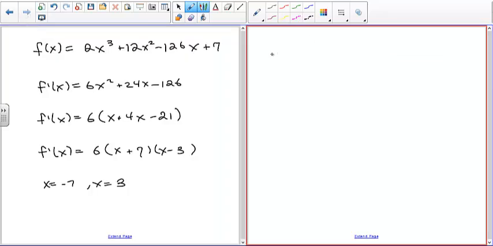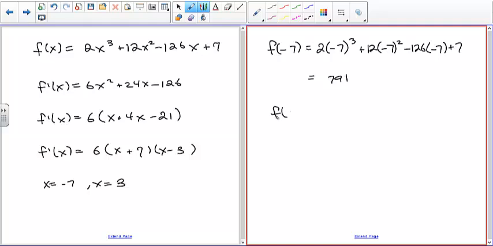And then you evaluate the function at -7. So that's 2 times -7 cubed plus 12 times -7 squared minus 126 times -7 plus 7. If you do that, you'll get 791. And if you evaluate the function at 3, that's 2 times 3 cubed plus 12 times 3 squared minus 126 times 3 plus 7, which is equal to -209.